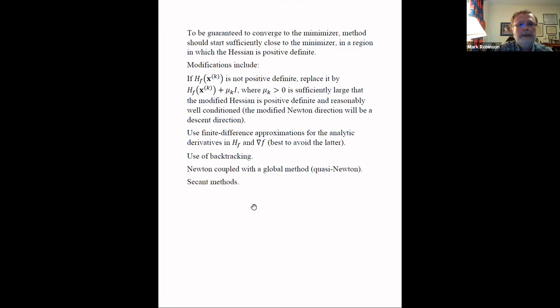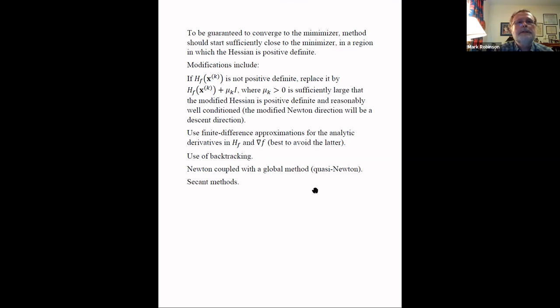And then secant methods. Just like you think back to Calculus 1, you may or may not have talked about this in Calculus 1, but in Newton's method we're using the tangent line, right? In secant methods you're approximating a nonlinear function by a secant line. So in the secant methods, you're actually using some kind of secant approximations to the Hessian. And so these are all different modifications that are potentially available to the basic Newton method.